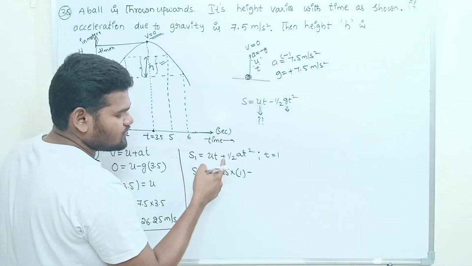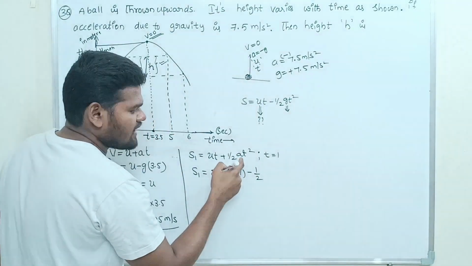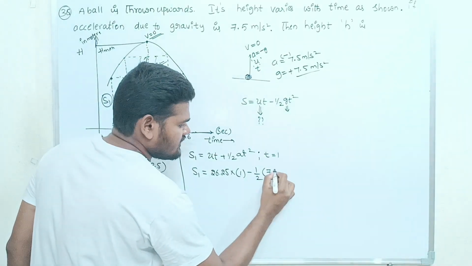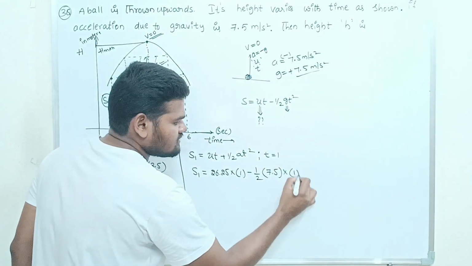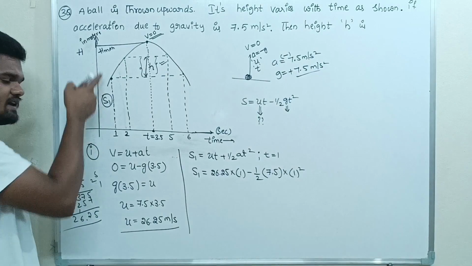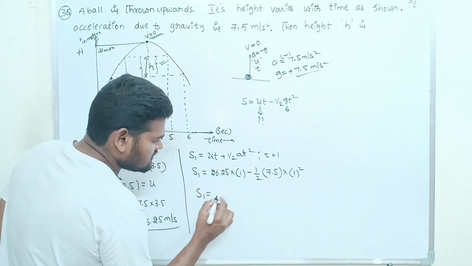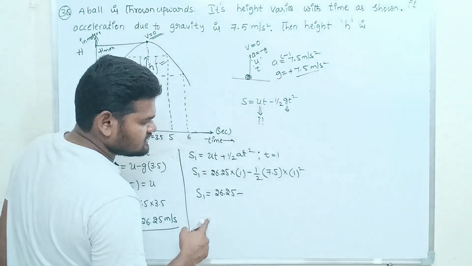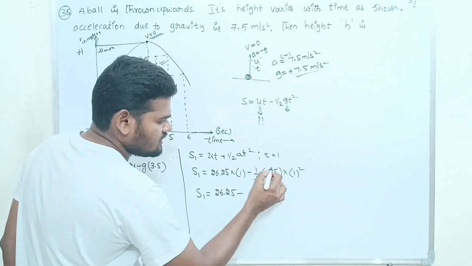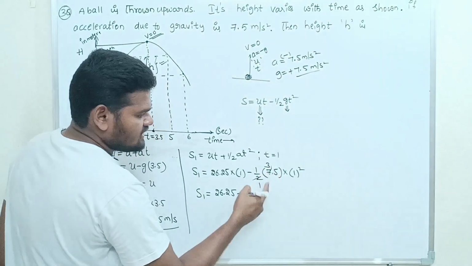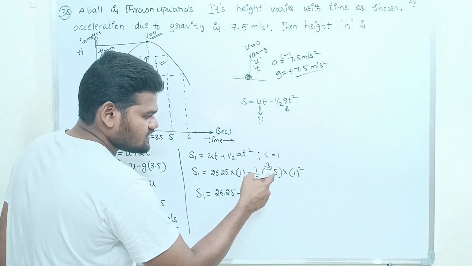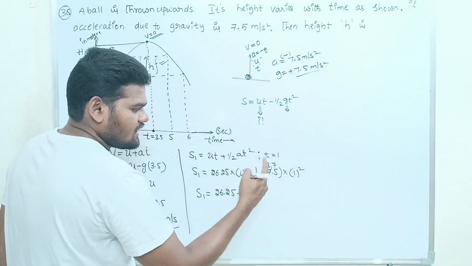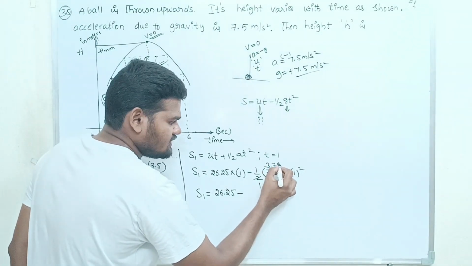So plus a is equal to minus g. Minus into plus, minus 1 by 2. The value of a is the acceleration due to gravity, they have given 7.5, into t square, time is equal to 1 at displacement s1. Okay, so s1 is equal to 26.25 minus, have a look, 2 ones are 2, 2 threes are 6, 1 remains. If we place the point, it becomes 15, 2 sevens are 14, again 1 remains, 2 fives are 10.